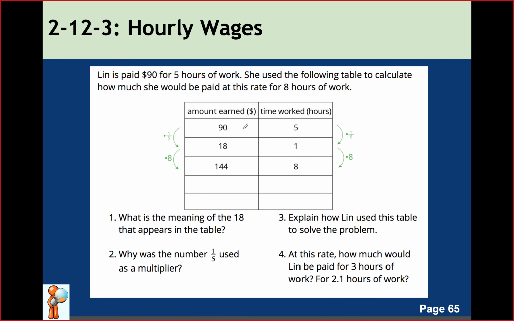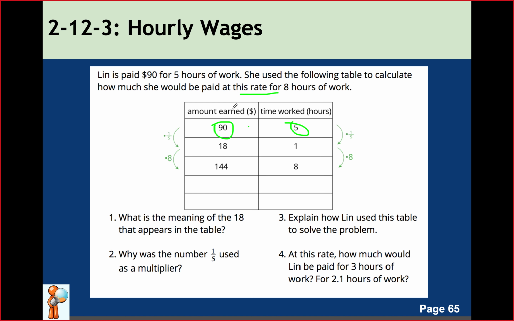Alright, so same kind of problem. Lynn is paid $90 for 5 hours of work. So here we have amount earned, $90, and time worked, 5 hours. She used the following table to calculate how much she would be paid at this rate for 8 hours of work.